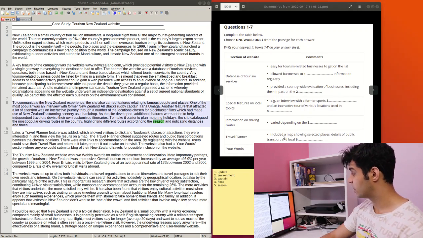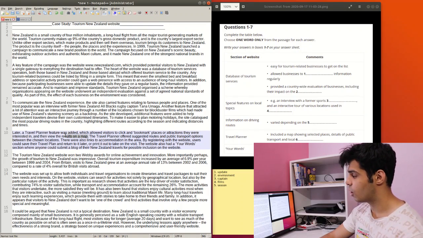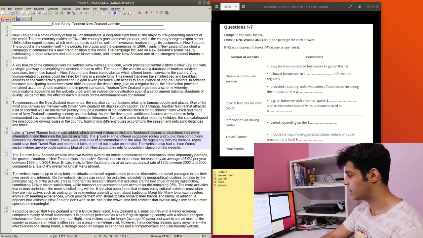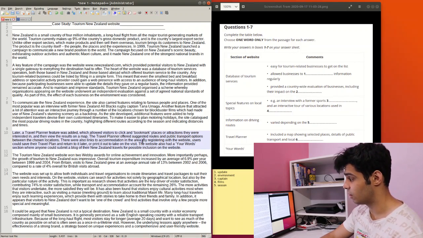Okay, travel planner included a map showing selected places, details of public transport and local blank. Okay, so I think I'll have to read more in order to understand what they're talking about over here. So later, a travel planner feature was added, which allowed visitors to click and bookmark places or attractions they were interested in, and then view the results on a map. Okay, so they can basically mark the places they want to keep track of. The travel planner offered suggested routes and public transport options between the chosen locations. There were also links to accommodation in the area. By registering with the website, the users could save their travel plan and return to it later, or print it out to take on a visit.